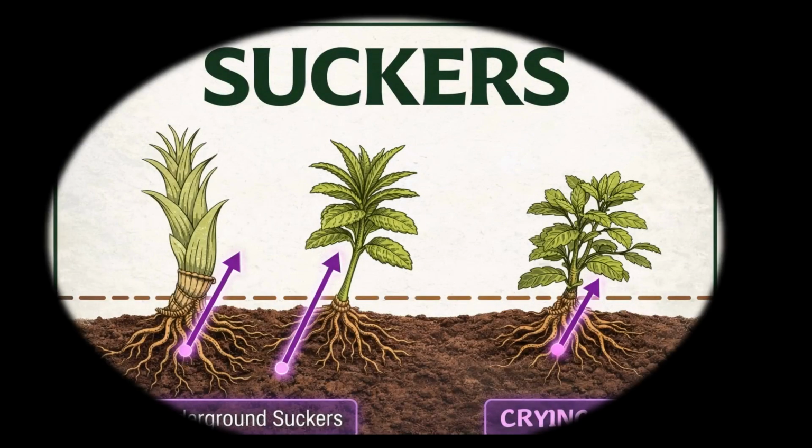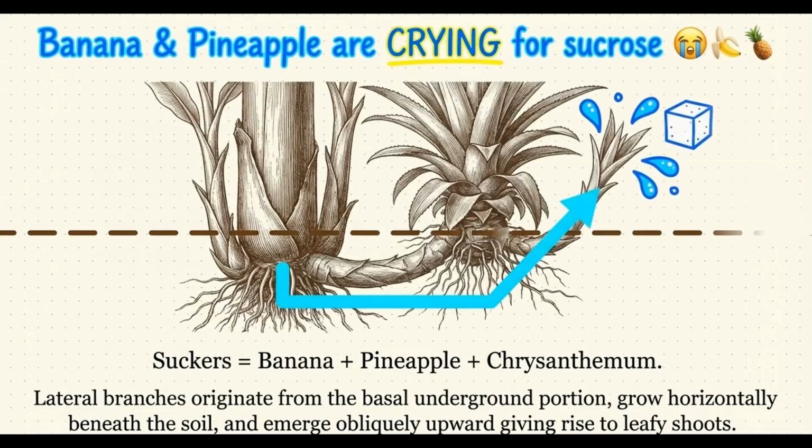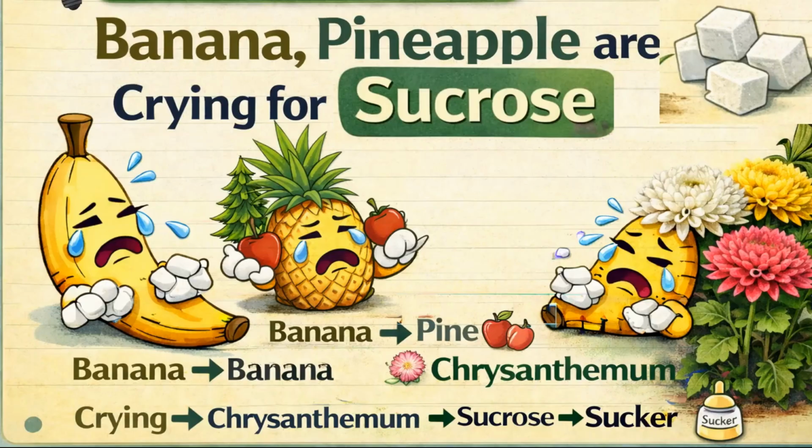Next in the story, we have the suckers. Suckers initiate their expansion from beneath the soil line, growing diagonally upwards from the base of the mother plant to break the surface. Banana, pineapple, and chrysanthemum plants all propagate via these subterranean suckers. The simple way to remember suckers is banana and pineapple are crying for sucrose.